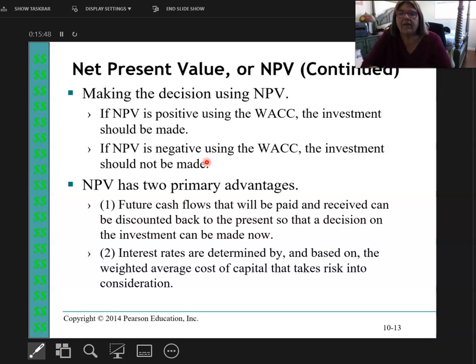The nice thing about the NPV, this is one of the most popular capital budgeting methods, is that it has two primary advantages. I look at future cash flows that are going to be paid, so it actually looks at how much I'm going to get back in the future. And interest rates are determined by weighted average cost of capital, and that's real important to know. Payback period, the first one we talked about, does not look at future cash flows. Once I get back the amount of money I invested in payback, I stop looking after that.